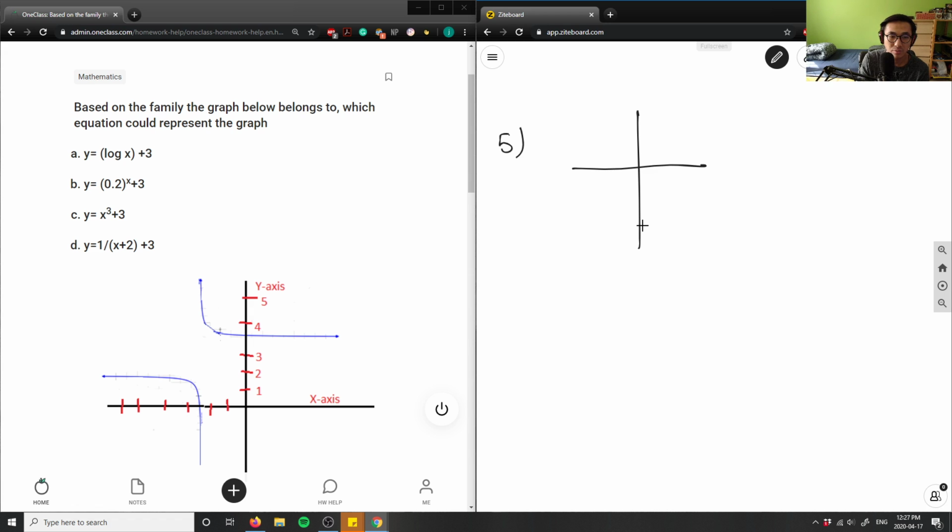So it's 1, 2, 3. So this here I have something like this, and this here is between 3 and 4. So I'm going to say this is between 3 and 4.